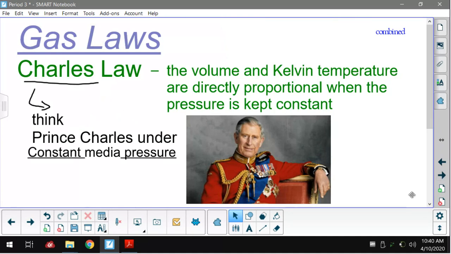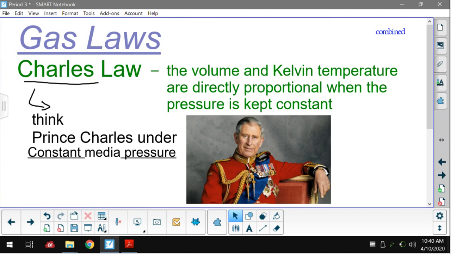And here's Prince Charles right here. Charles is not named after him, but Prince Charles, if you think of this, the way I like to think of this is Prince Charles is under constant media pressure. So in this scenario, pressure is being held constant. So the volume and temperature are directly proportional when pressure is kept constant.